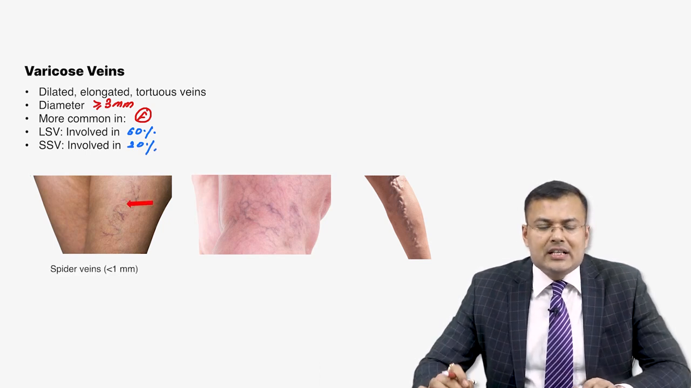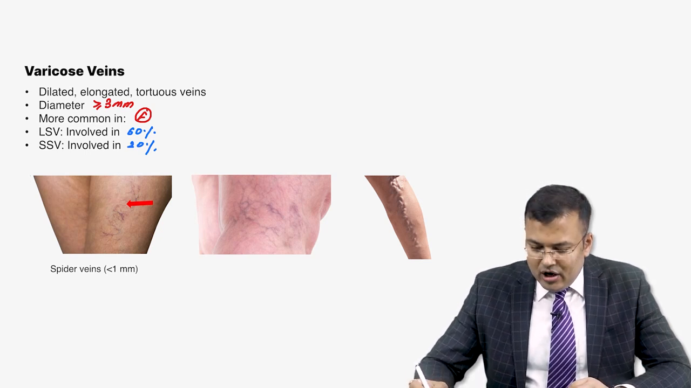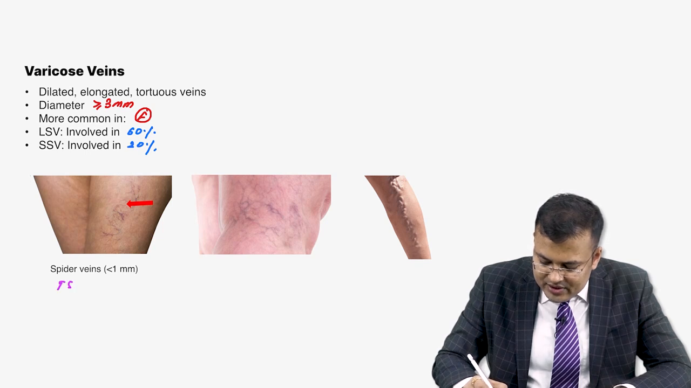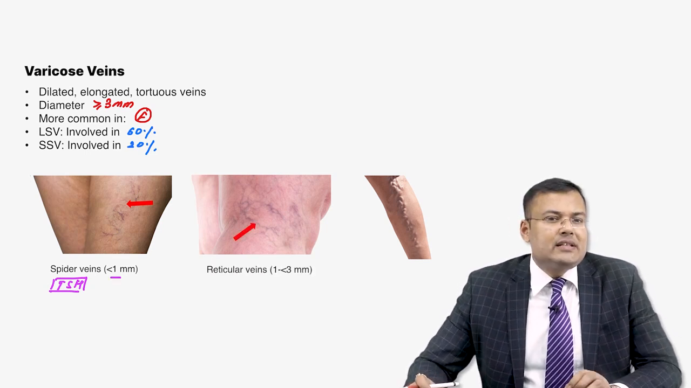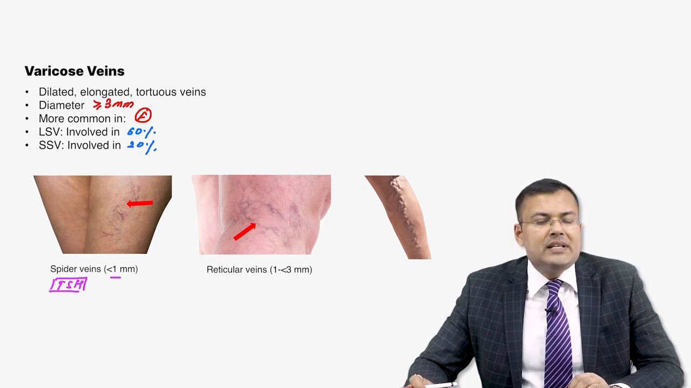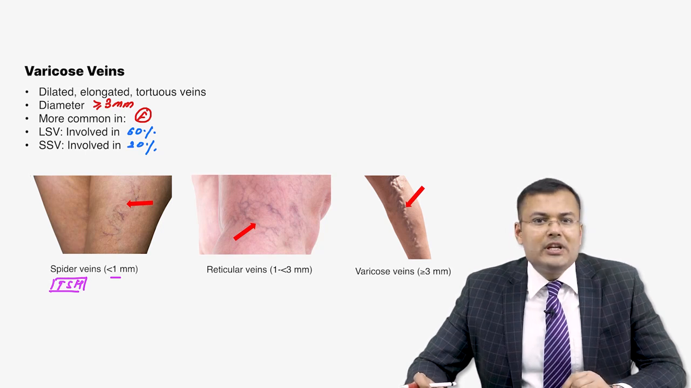Now see the diameters, spider veins. We discussed the other names: thread veins, spider veins or hyphen veins. Mnemonic was TSH. Thread veins, spider veins or hyphen veins, diameter less than 1 mm. Second was reticular veins. It is 1 to less than 3 mm, means 1 to 2.9 mm. And third, varicose vein, obviously the diameter is more than or equal to 3 mm.